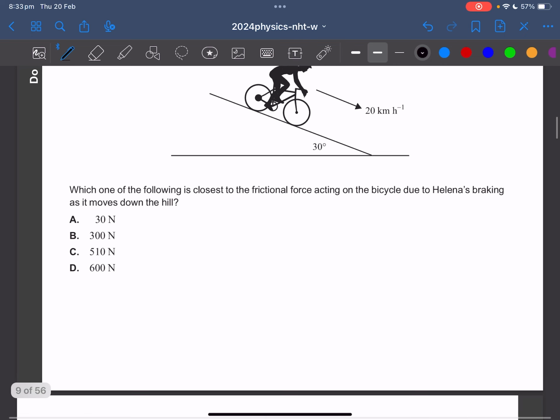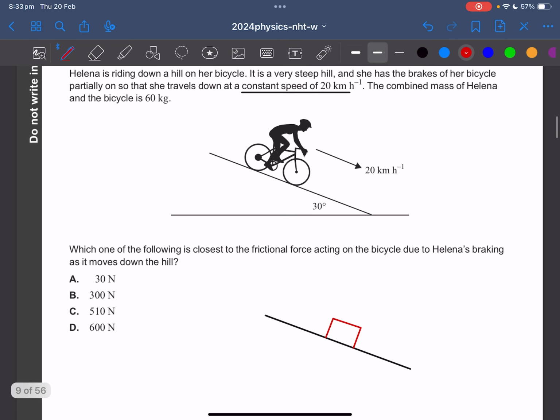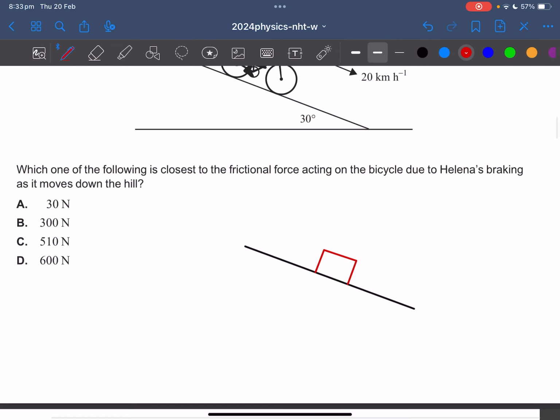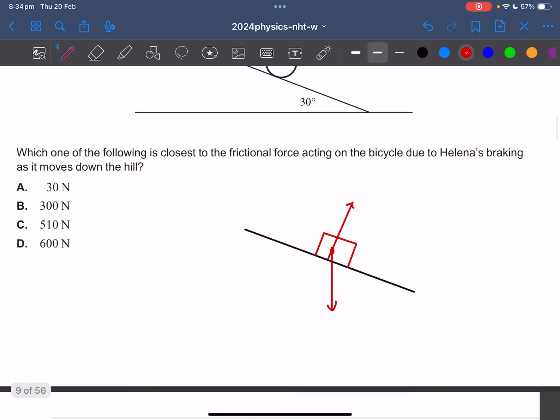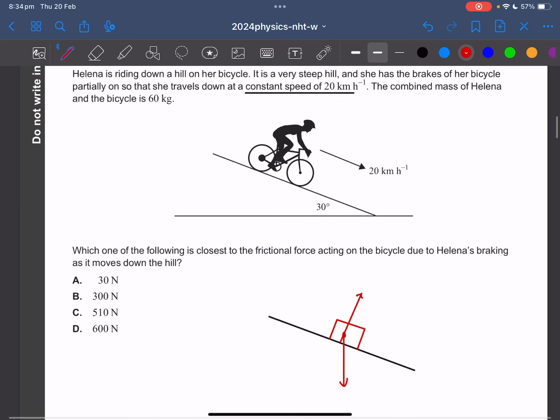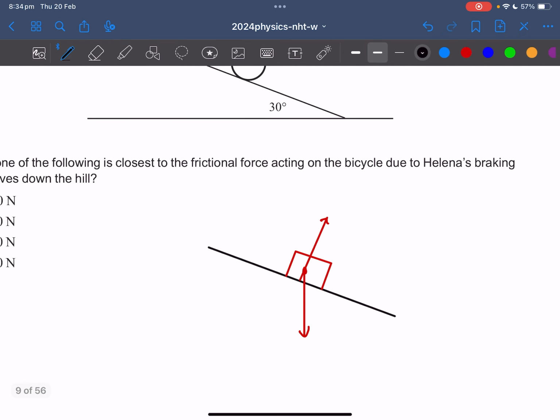Let's draw a diagram for this real quick. Okay, so let's say that this is our inclined plane. And let's say that this is Helena and her bicycle. So this should be like that. And our normal force like this. Well, it's not exactly perpendicular to the plane, so this looks very wrong. Let me fix that real quick. This should be going straight down like that. Okay, that looks a bit more promising. Now we have a frictional force opposing like that.